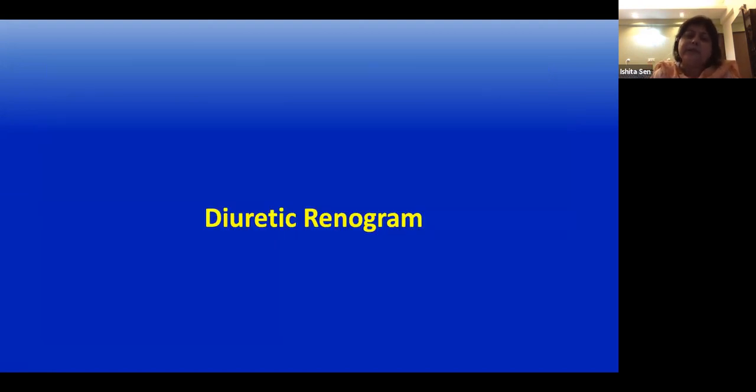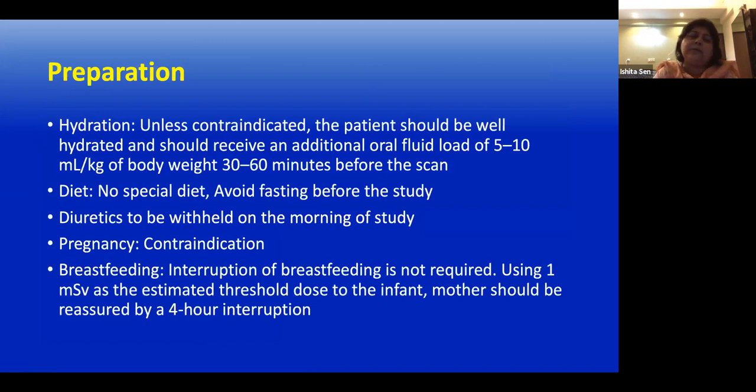Now coming to diuretic renogram. If you look at the preparation which the patient has to have, the patient should be well hydrated. Especially since most of you are nephrologists dealing with renal donors, it is important that to get an optimum GFR, you should give the patient an additional oral fluid load of 5 to 10 ml per kg of body weight 30 to 60 minutes prior to the scan. This is very important. If you have a patient who's dehydrated, both the renogram pattern as well as the GFR would be reduced.